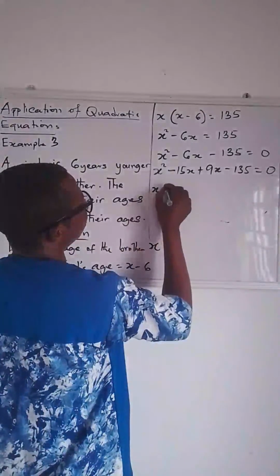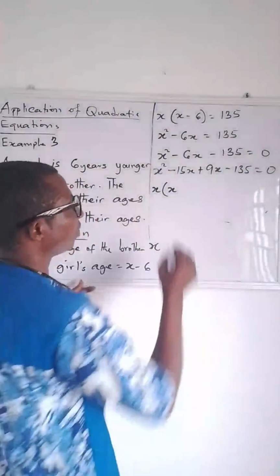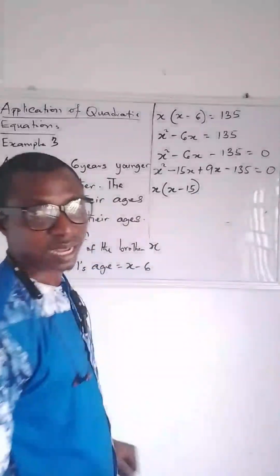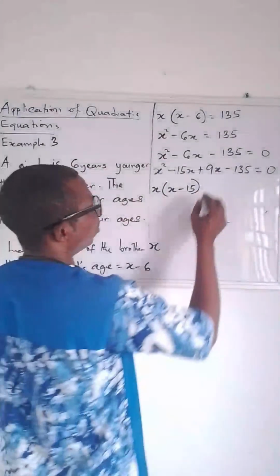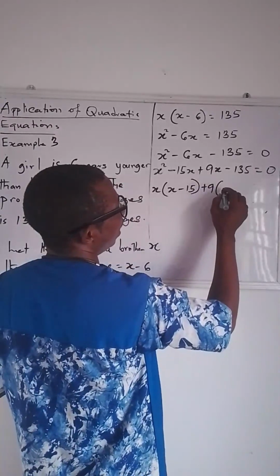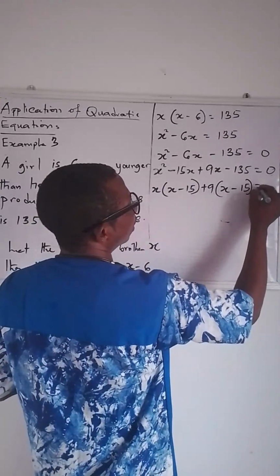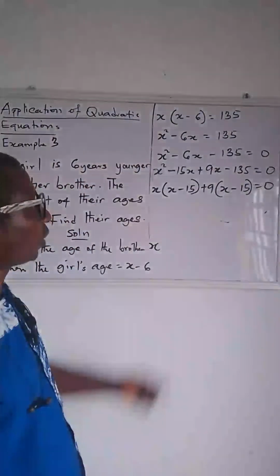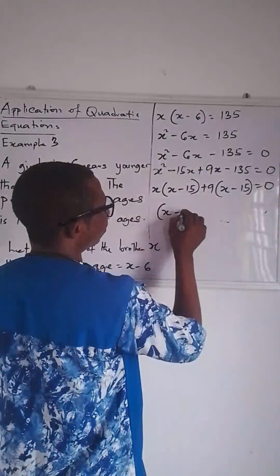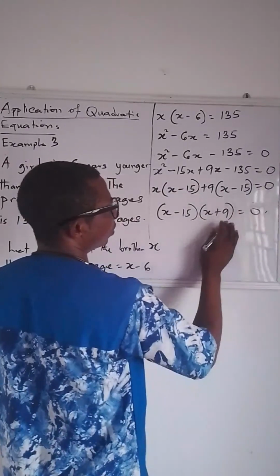What is common? x is common. When you divide this by x, you have x. Divide minus 15x by x, you have minus 15. Now what is common here? You see that 9 is common. Divide this by 9, you have x. Divide this by 9, you have minus 15 equals 0. So what is the common factor here? That is x minus 15. You are left with x plus 9 equals 0.